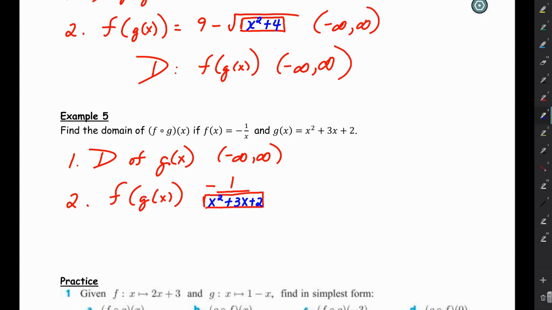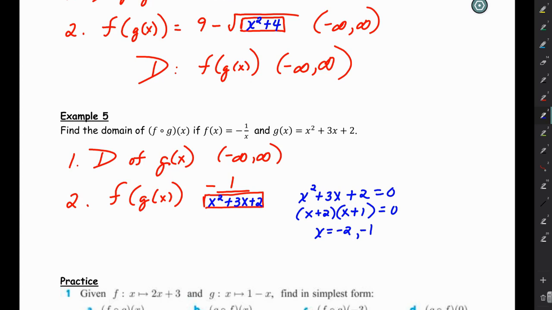So what do we have to do to figure that out? Well, we have to factor what's in the denominator, set it equal to 0, and see what values would make this equal to 0. Well, if we factor this, we get x plus 2 and x plus 1. It means when x is negative 2 or when x is negative 1, we would have a 0 in the denominator. So the domain is going to be all real numbers except negative 1 and negative 2.